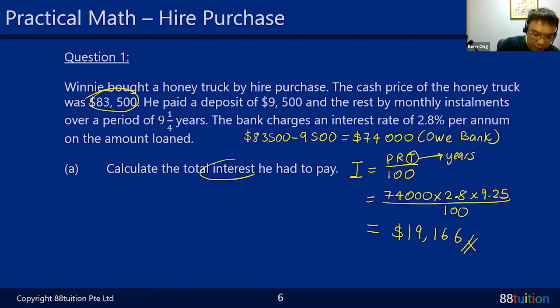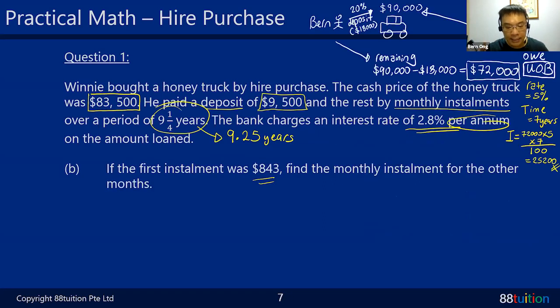This is your answer, because the question is asking about the simple interest alone. This is purely the interest, the extra money that you have to pay. Can you see? So if the question never uses the word compound, it's always simple interest. Trust me on that. All right. So with this interest, what happens? They say the first monthly installment is 843. But wait, how much do you owe the bank in total?